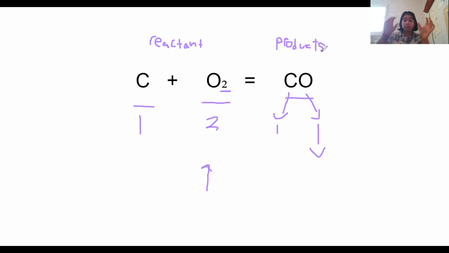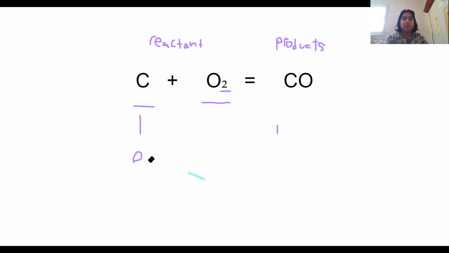So our reactants and our products have to be equal number of atoms pretty much of each element. So we have one carbon here, we have one oxygen here, or we have 2 oxygens here, my bad. Then we have one carbon and one oxygen, right? So what are we gonna do? Let me erase some of this writing and let's get started.